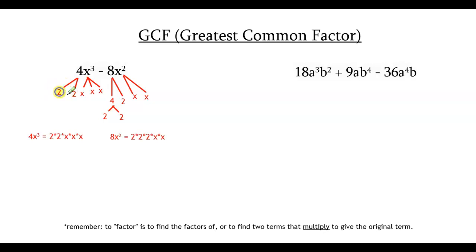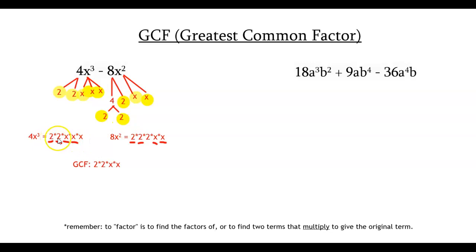See, 4x to the third is 2 times 2 times x times x times x, that's here. And then 2 times 2 times 2 times x times x is 8x squared. So let's identify the common factors here. And then we can write them together, multiply together as the greatest common factor.